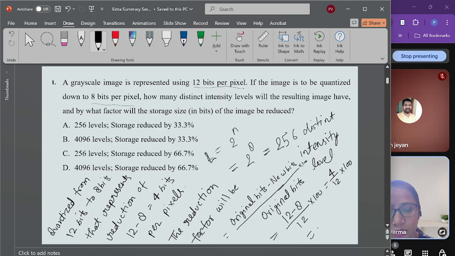If you simplify it further, 1 by 3, so 33.33%, right? So the storage size of the image is reduced by 33.33%. So here, 256 intensity levels and 33.33% image size reduction. So if you see the answer, option A is the correct answer for this question.